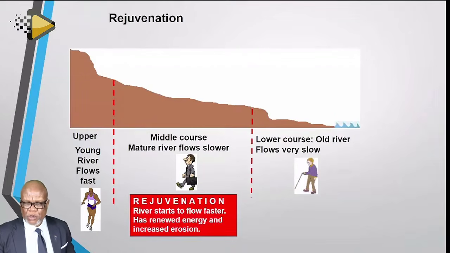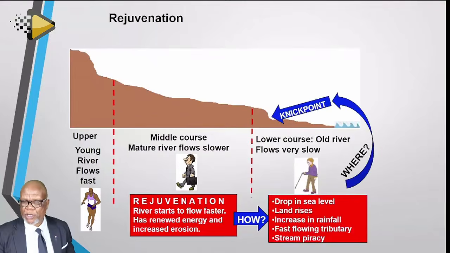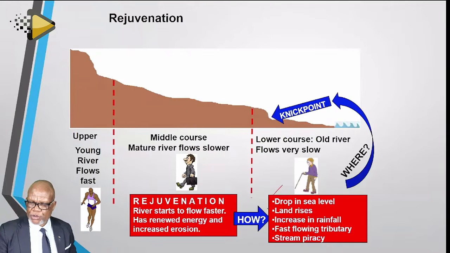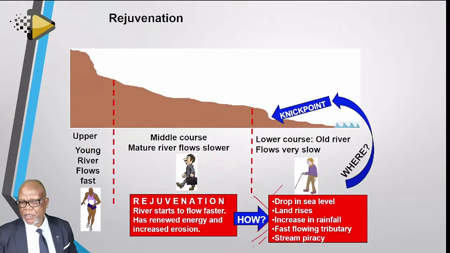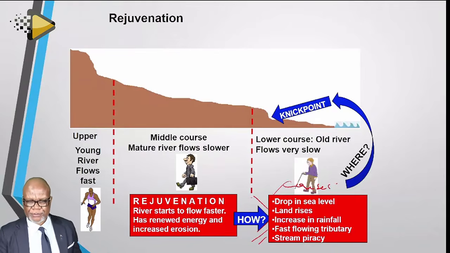What is river rejuvenation? It is when the river starts to flow faster. And then you need to look at the reasons why a river will rejuvenate: because of the drop in sea level, because of the land that has risen, or because of increase in rainfall, because of faster flowing water, or because of stream piracy. These are the causes of river rejuvenation.